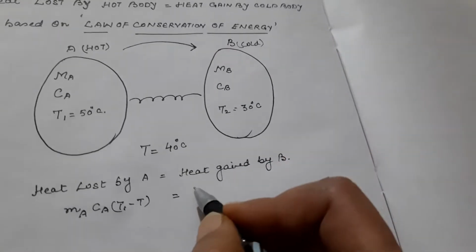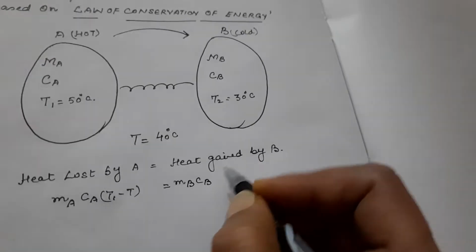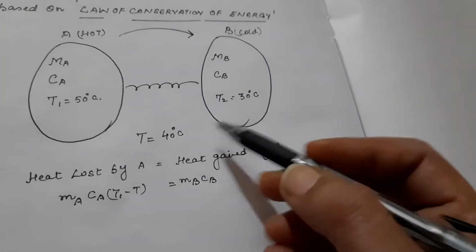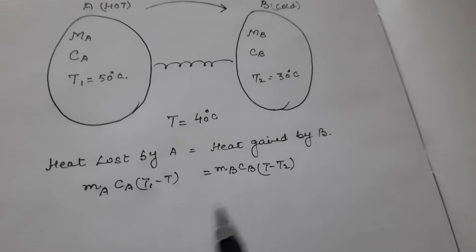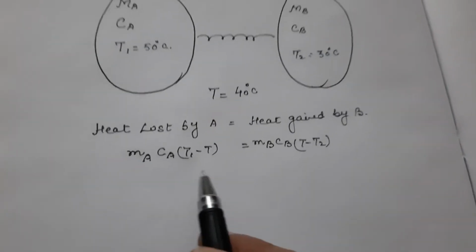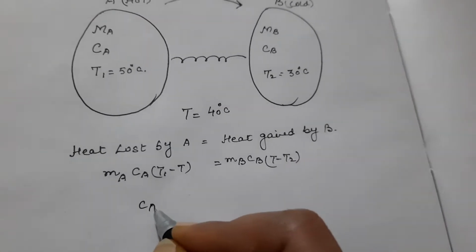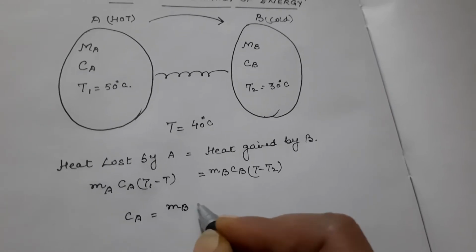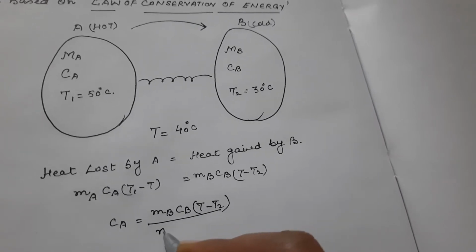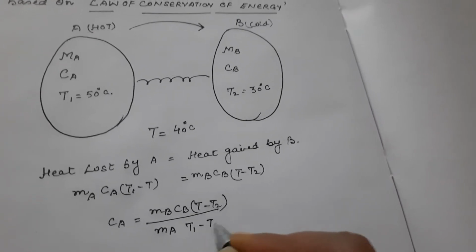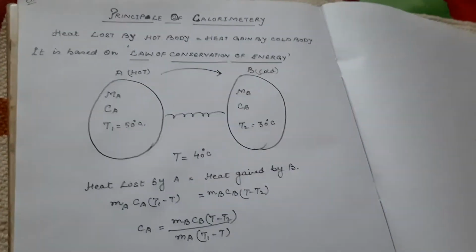In the same way, for heat gained by the cold body, the formula is the same, mc delta T. We require the mass of B and specific heat capacity of B. What is the change? It reaches from 30 to 40, so that's why T minus T2. In this way we get the expression. If we require any variable out of this linear equation, we can easily find it. Suppose we require the specific heat capacity of the hot body. The expression is MB CB (T minus T2) upon MA (T1 minus T). In this way we can solve the linear equation. This is how to apply the principle of calorimetry.